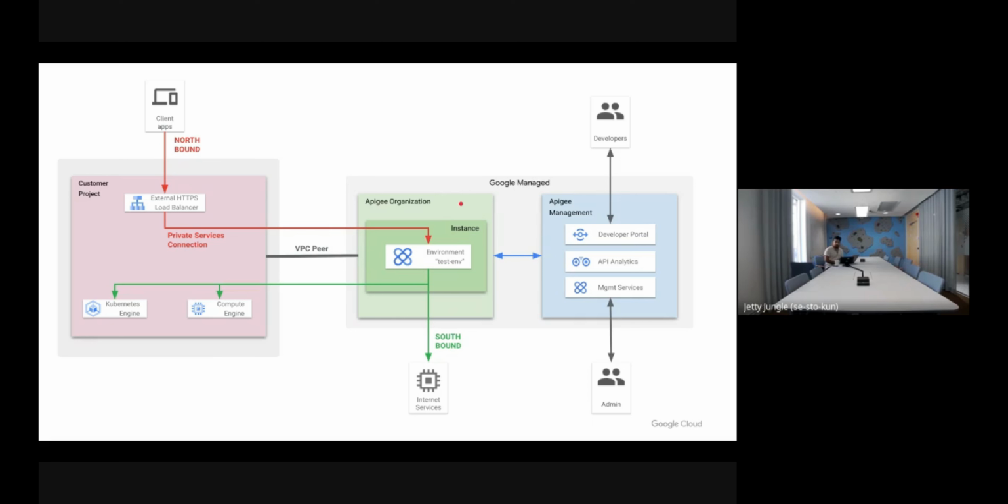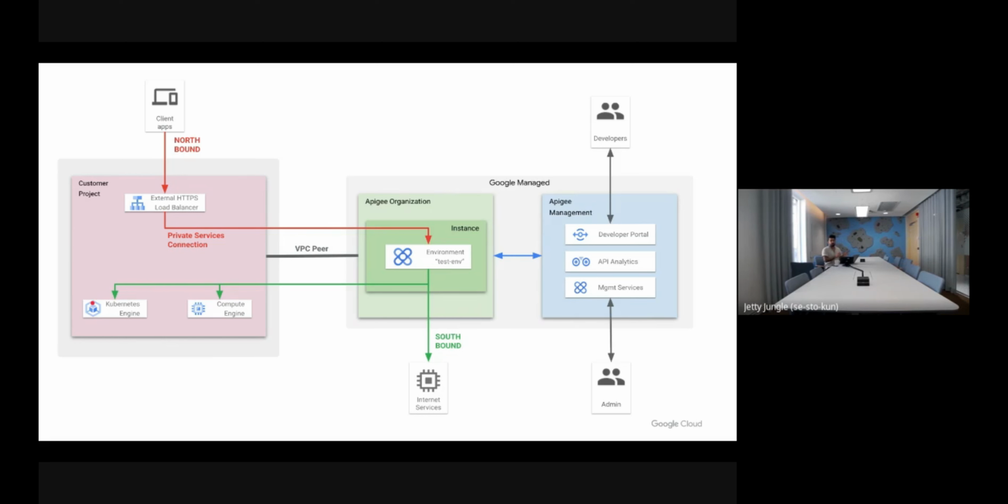And what Yari was showing in the demo was the Apigee organization with an environment, and also the management plane, in which you have the developer portal, the analytics, and all the management services as well. Under the hood, it's a GKE cluster which is managed by Google, and how you get access to this Apigee instance is through your own project. So how traffic enters is through your own customer project.